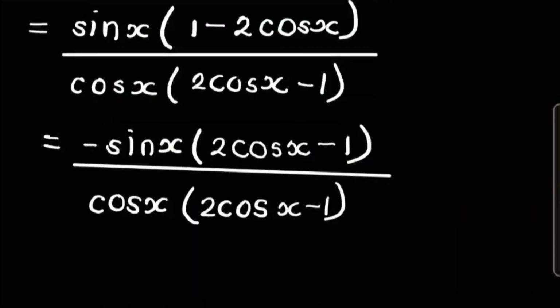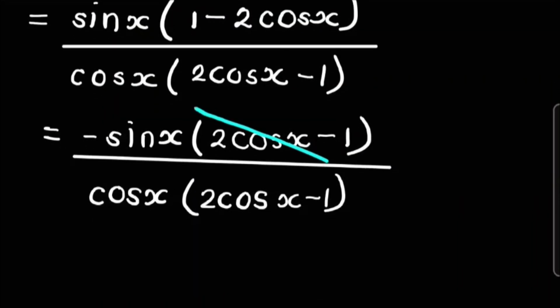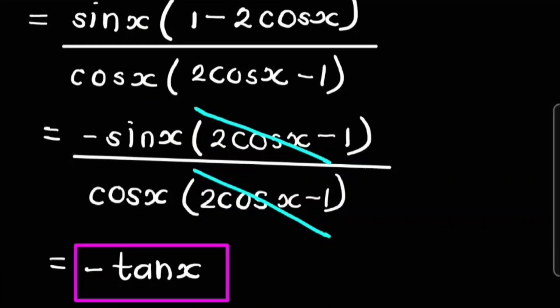There it is. And by doing so, you notice that those two brackets are exactly the same, so they can cancel out. What we are now left with is negative, and here we notice we've got sine over cos, which is tan. So that's negative tan x as our final answer.